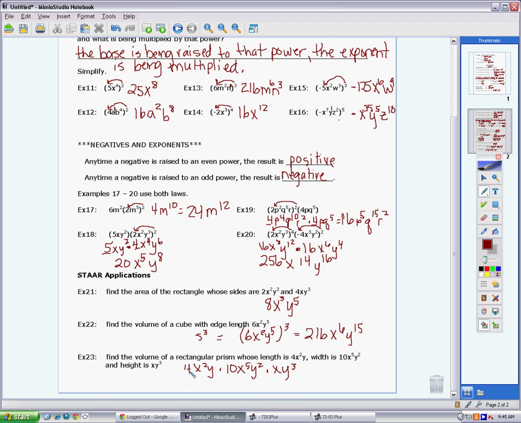And I'm going to start multiplying my coefficients. So I've got 4 times 10, so that equals 40. And then I'm going to multiply my x bases. So I've got 2 here, 5 here, and 1 here. So that gives me x to the 8th, add 2 plus 5 plus 1. And then I'm going to multiply my y bases. So I've got 1 here, 2 here, and 3 here. That's going to give me y to the 6th. So I'm going to add 1 plus 2 plus 3. And my volume is 40x to the 8th, y to the 6th.